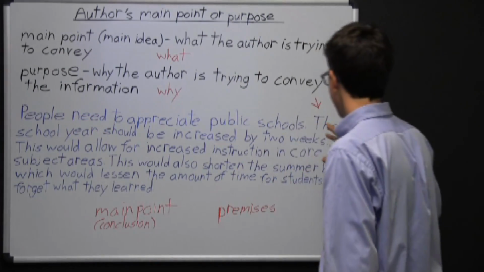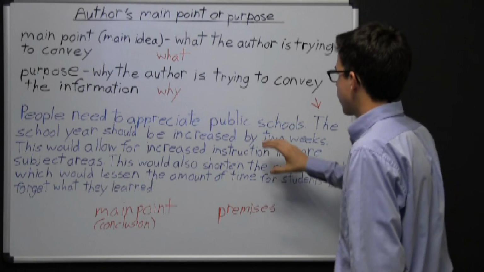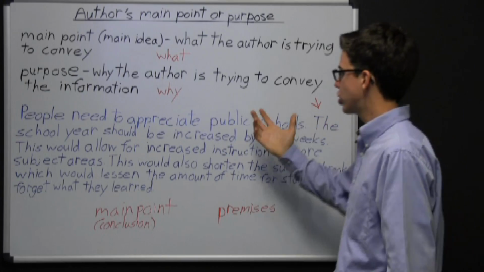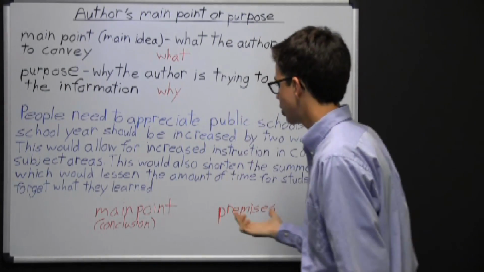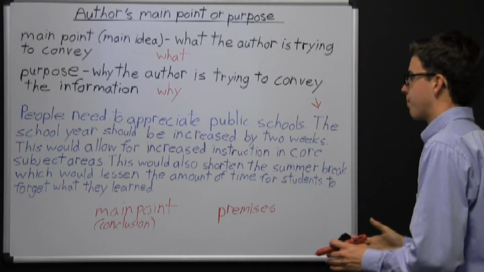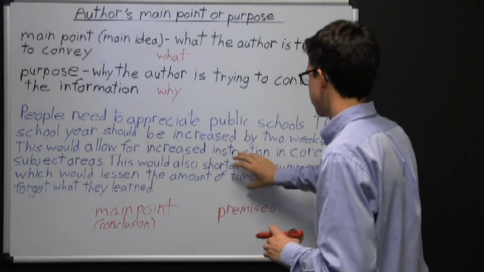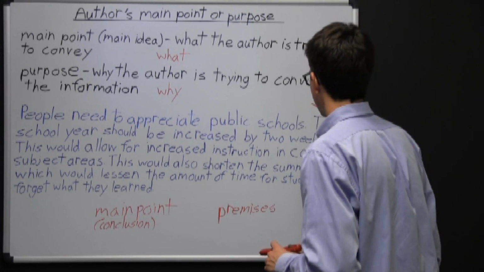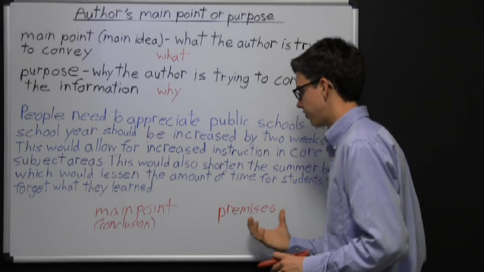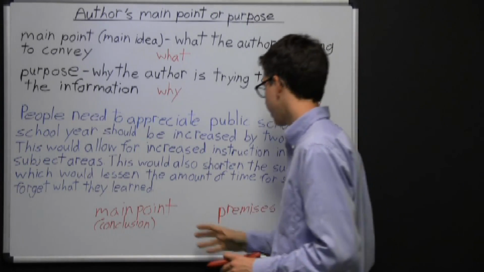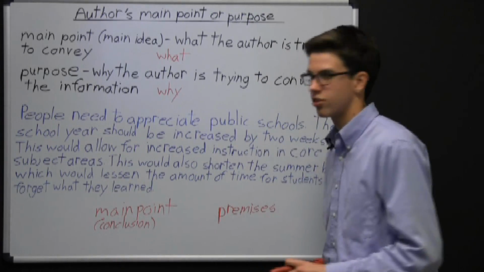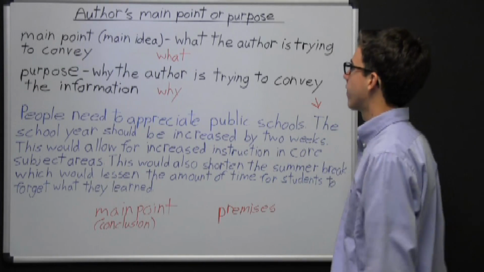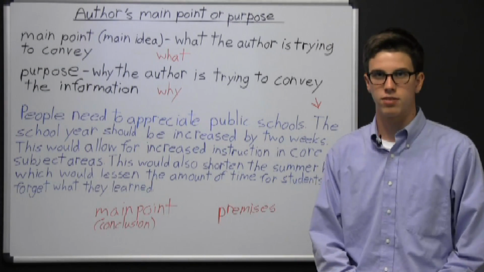Now, in kind of a roundabout way, if the school year was increased by 2 weeks, then maybe people would begin to appreciate public schools more and begin to appreciate all that they're teaching children. But that's kind of a roundabout way, and these two premises right here relate more directly to this sentence here than they do this first sentence. So, premises can be thought of as the foundations or the building blocks for the main point. Without premises, a main point crumbles because there's nothing to back it up. So you have to have those premises. So that's a look at author's main point or purpose.